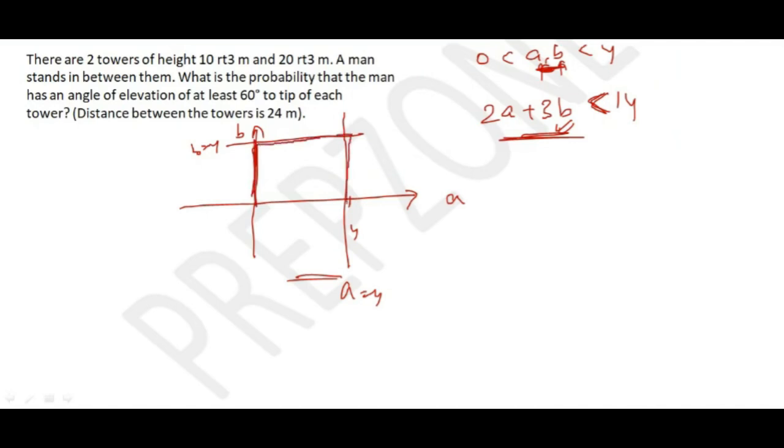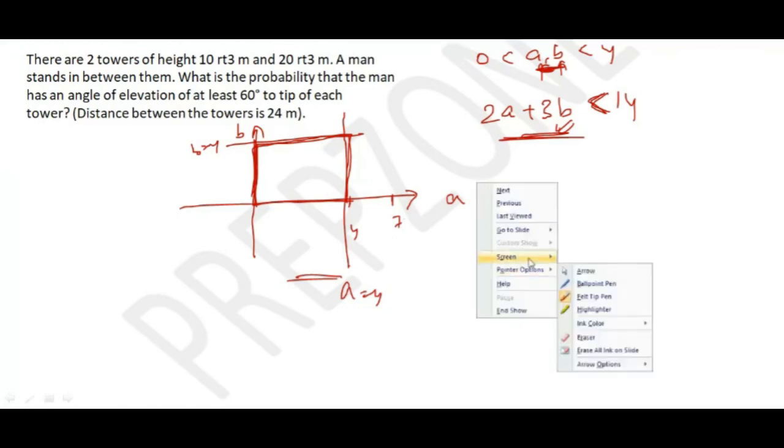A could be anything between 0 to 4. B could be anything from 0 to 4. If I consider an XY plane where A is the x-axis, B is the y-axis, then this becomes my total outcome. Now again, one equation in the form of a line that is given to you is 2a plus 3b less than 14. Let's try to plot this line. When A is 7, B is 0. So when B is 0, A is 7. Somewhere here. Maybe let me change the color of the pen.